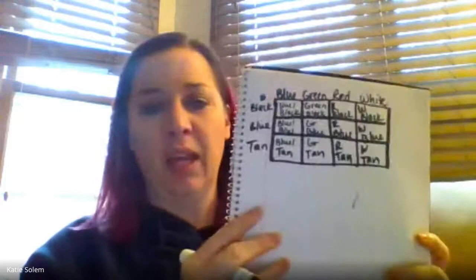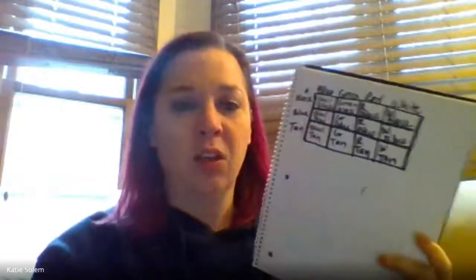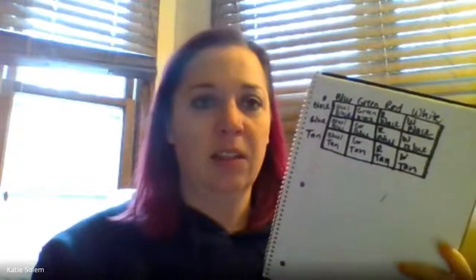What if he wore his white shirt? He could have the white shirt and black pants. He could wear the white shirt and blue pants, or the white shirt and tan pants. So these are all the different possibilities that he could have for his outfits.